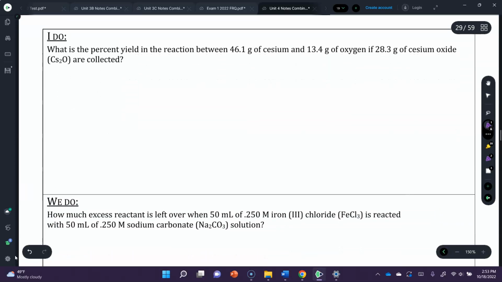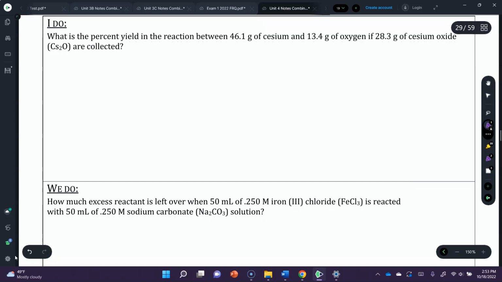And I'm going to show you an easier way to do that. Okay, so for our first idea, what is the percent yield of the reaction between 41 grams of cesium and 13.4 grams of oxygen if 23.8 grams of cesium oxide is collected.